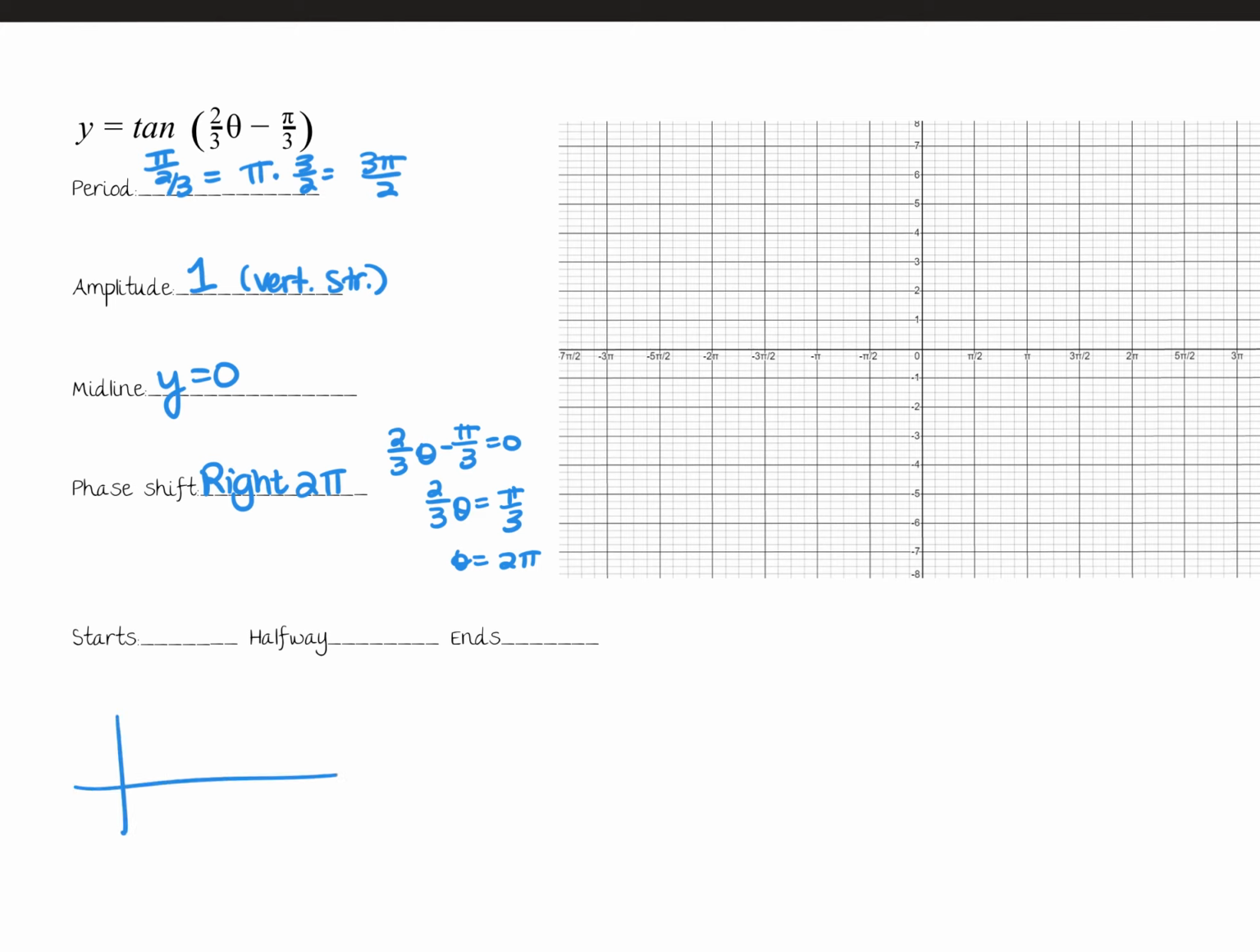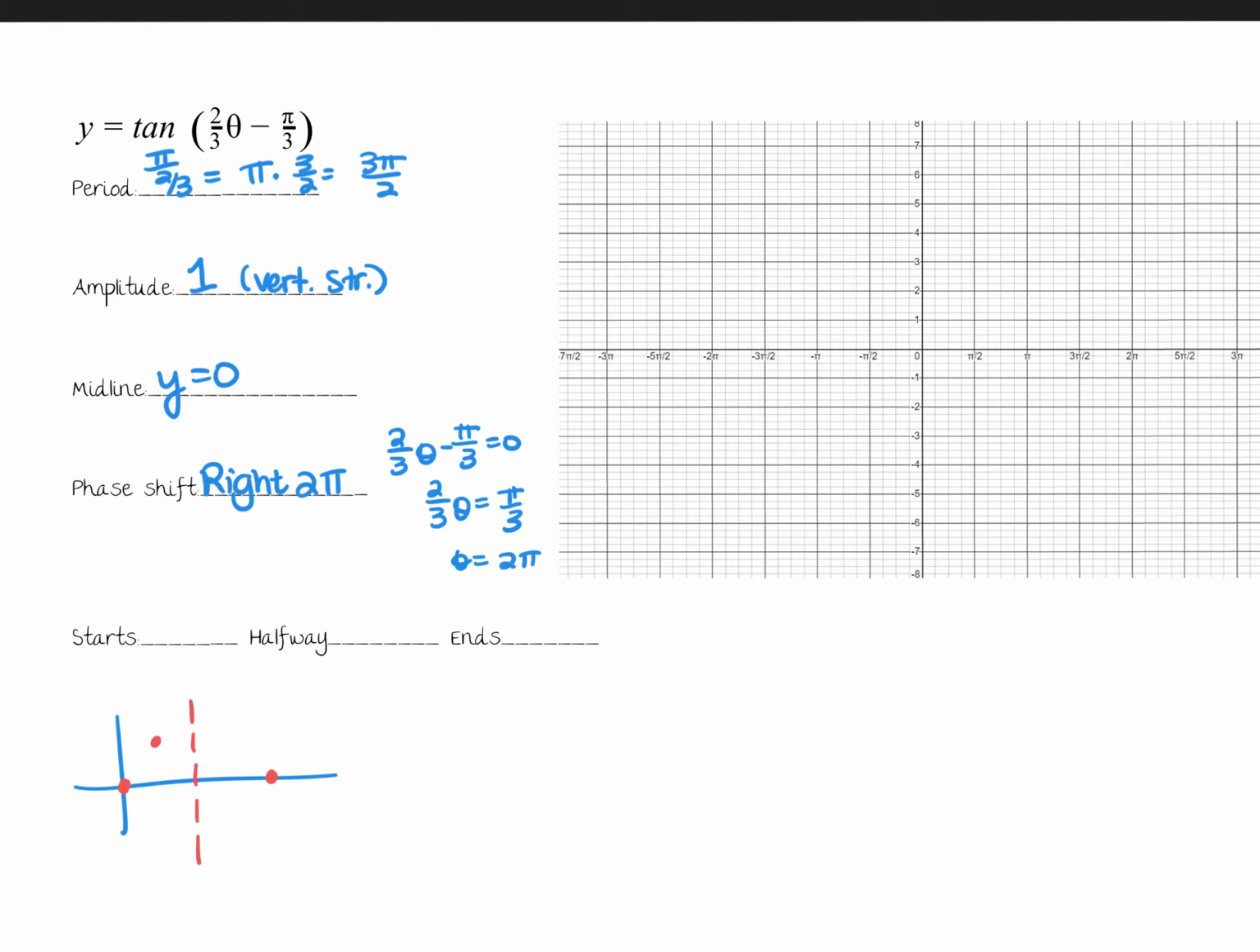So the tangent graph is going to start with a midline point. Now, just like every other function that we've talked about with these, it's going to end the same way it started. Halfway between the beginning and end of the period, we're going to see an asymptote.